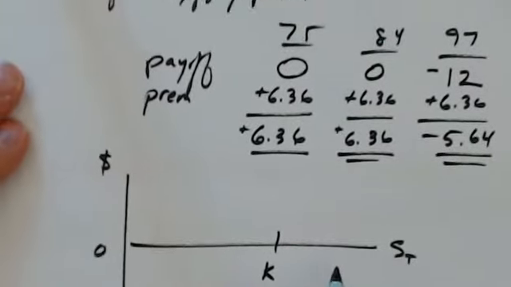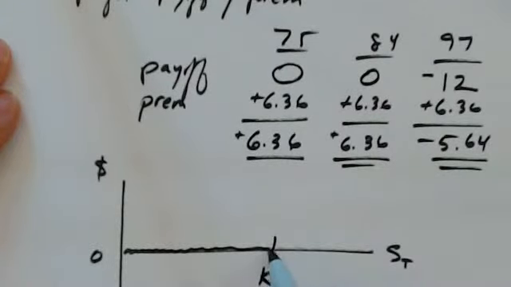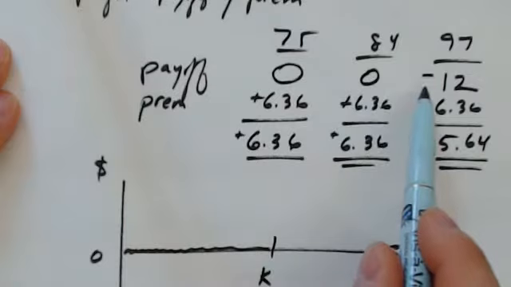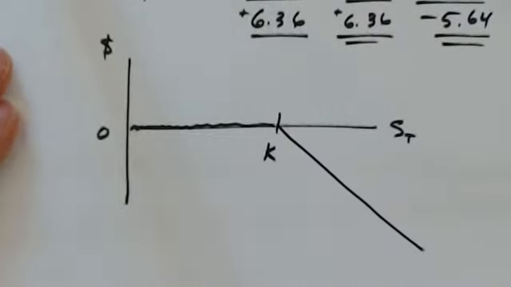We can graph this. The payoff below K is 0. And now look what happens. For every dollar you go up in S, you're going to go down in terms of the payoff. So here's the payoff.